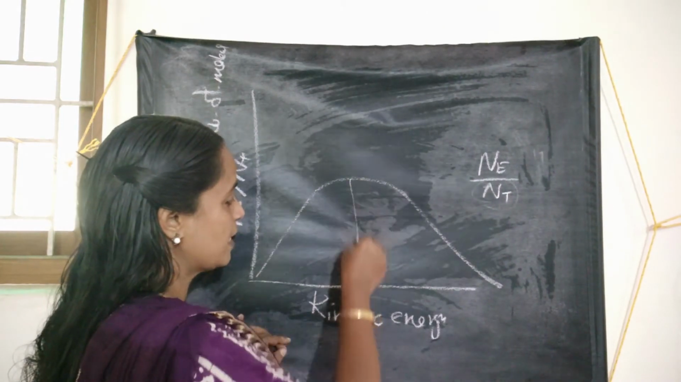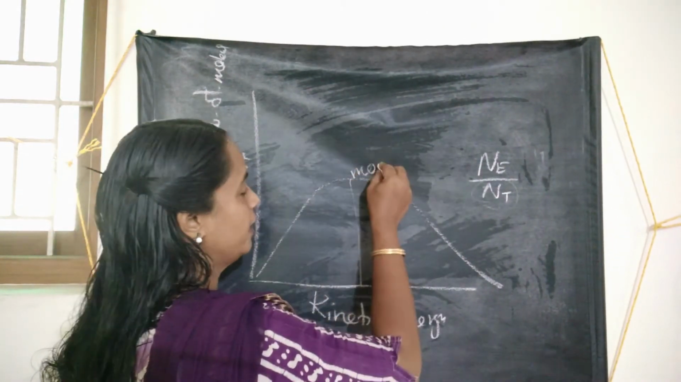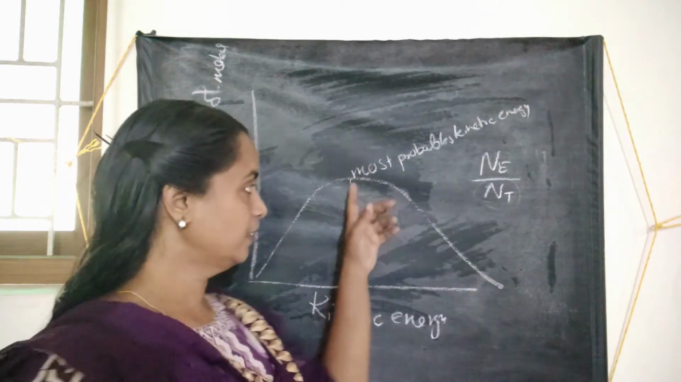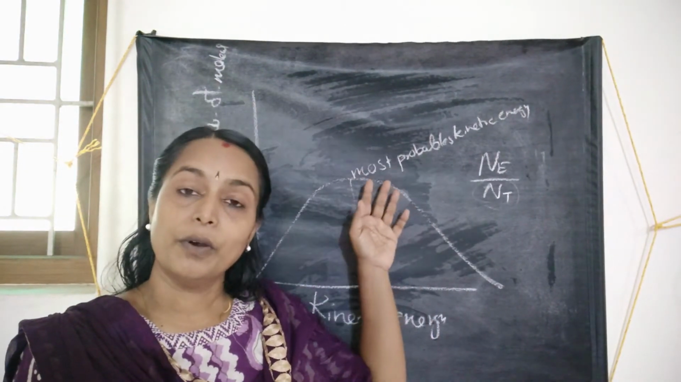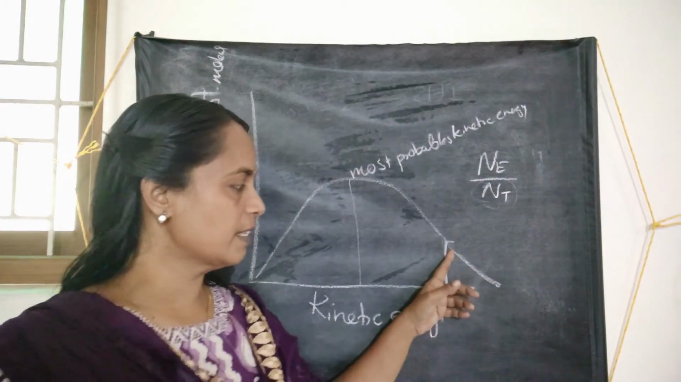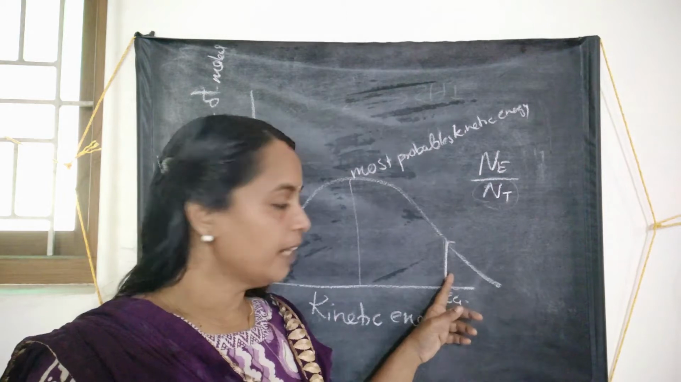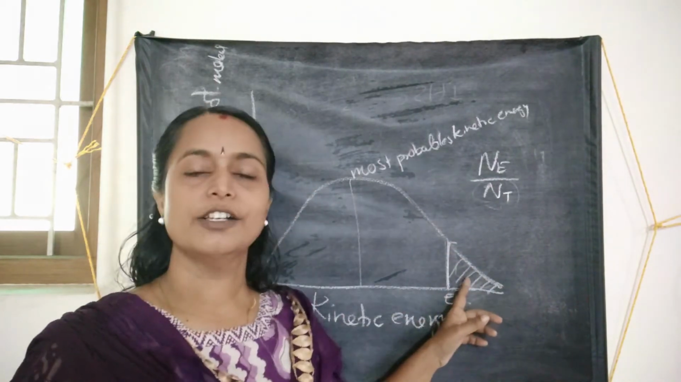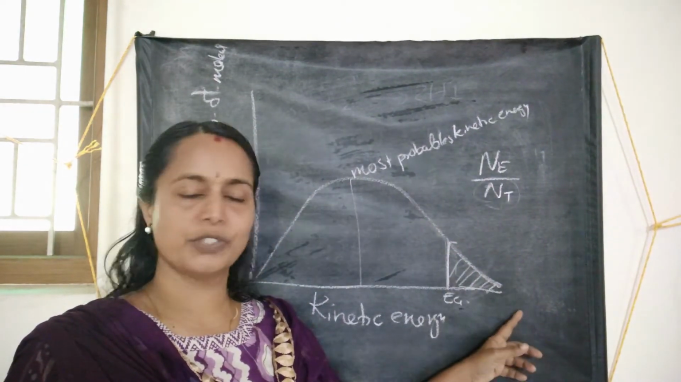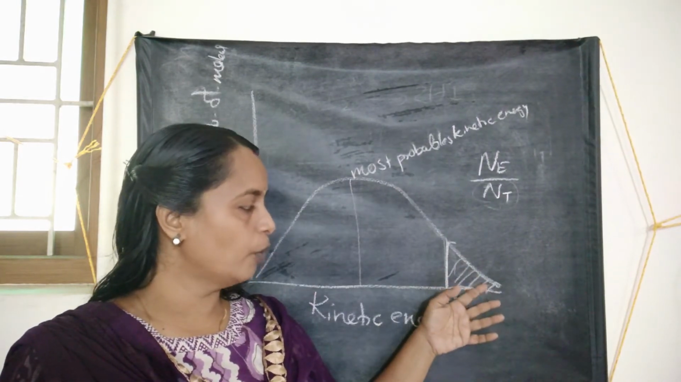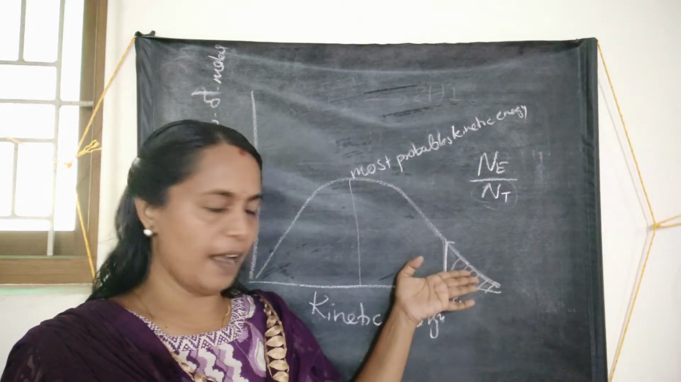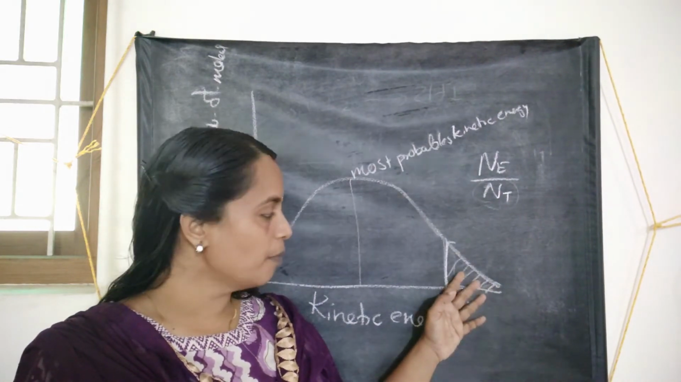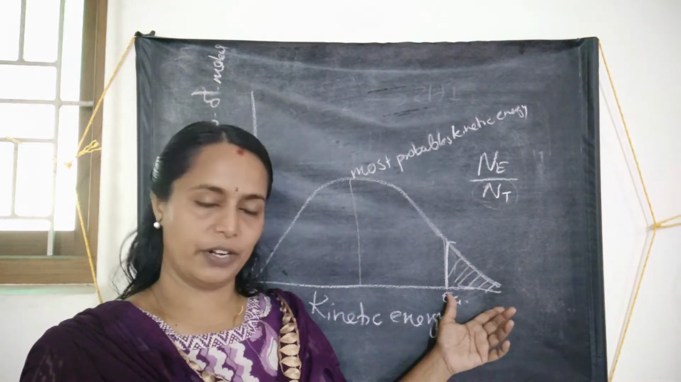The peak of this graph represents the most probable kinetic energy. That means it is the kinetic energy acquired by most molecules. Let this represent the activation energy. Then this many molecules collide to form the activated complex and form the product. The fraction of molecules under this area will collide with each other to form the activated complex and form the product.